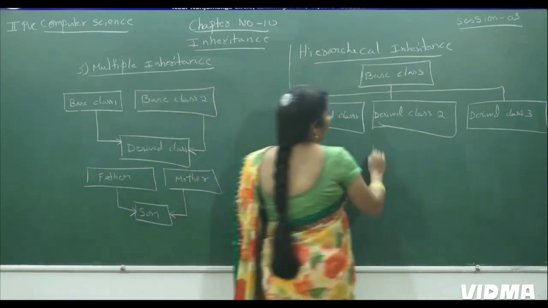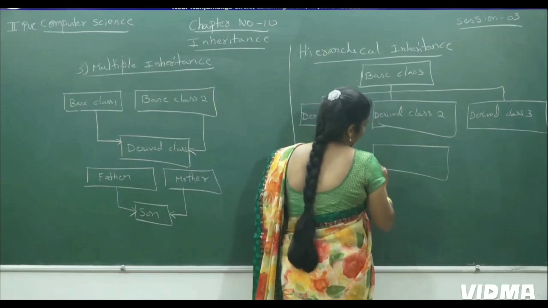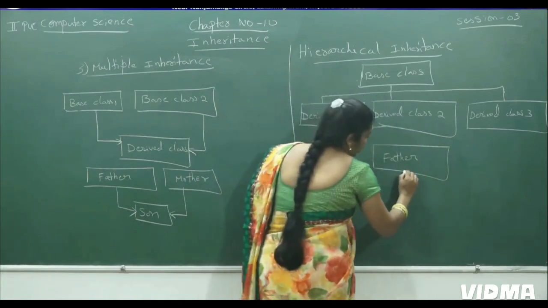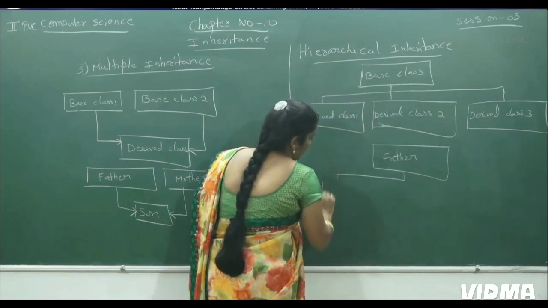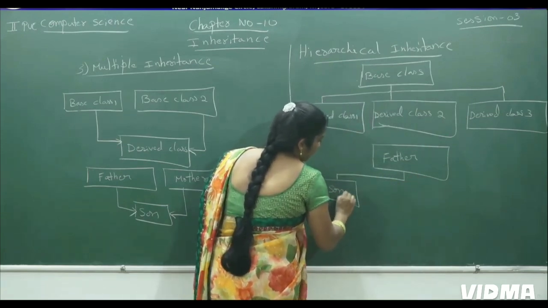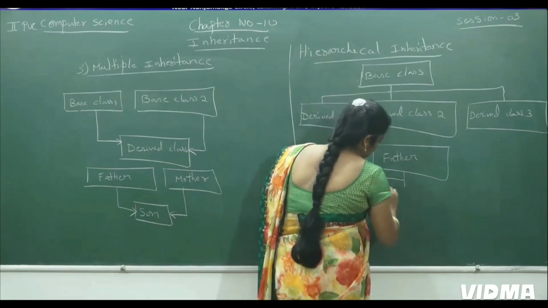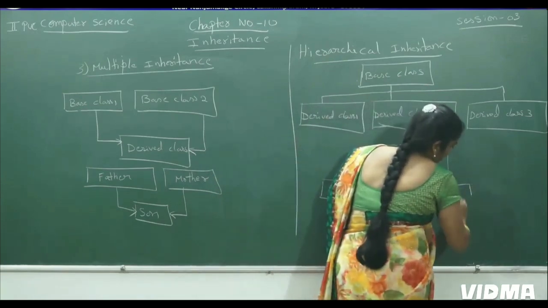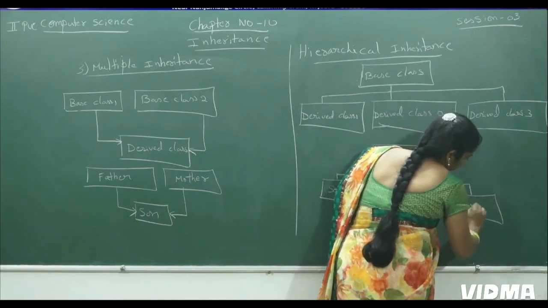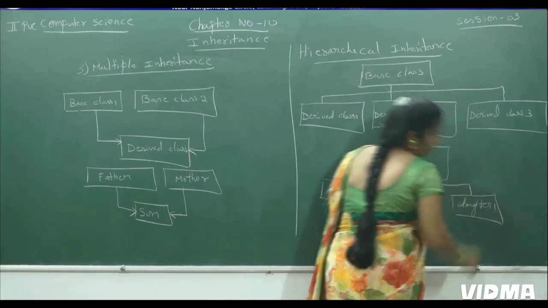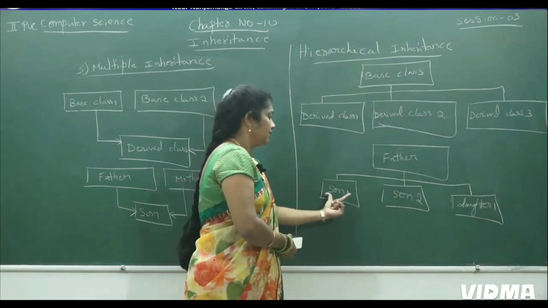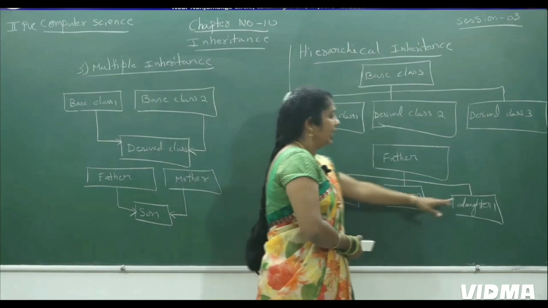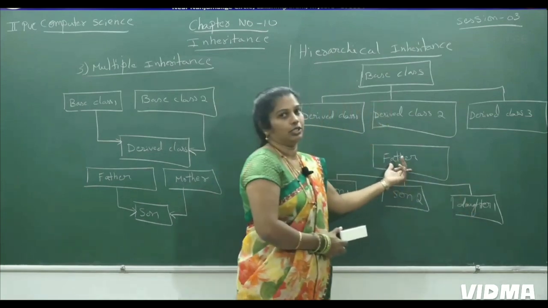For example, I take one base class as father. This father has two sons and one daughter: son 1, then one more son 2, and one more daughter. It means that son 1 has the properties of father, son 2 also has the properties of father, as well as daughter also has the properties of father.